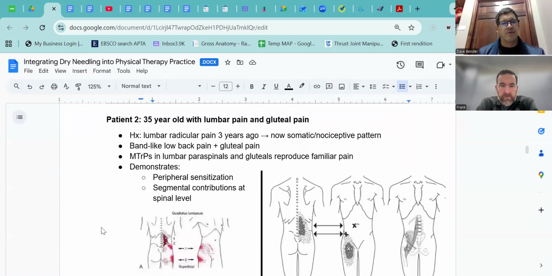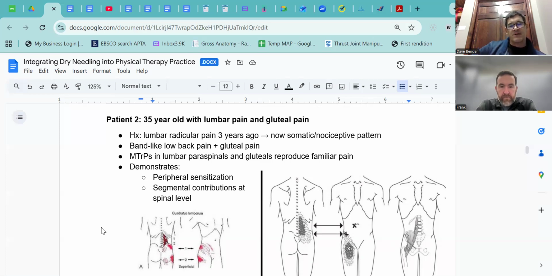I think a patient too. We have a 35-year-old with lumbar pain and gluteal pain. You know, they had lumbar radicular symptoms 3 years ago, which is the radiating paresthesias down, let's say, into the bottom of the foot. Now the pain is more of a somatic or nociceptive pattern that we have. So we don't have that radicular lancinating pain. It's band-like in the lower back with lower back pain and referral into the gluteal region.